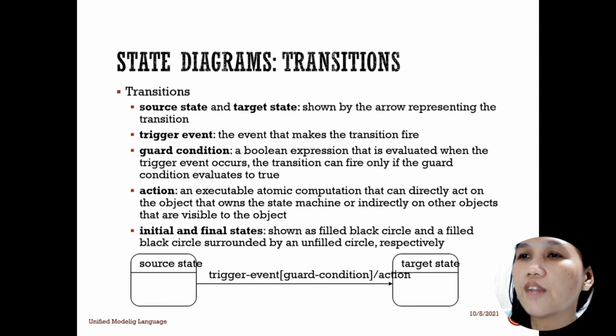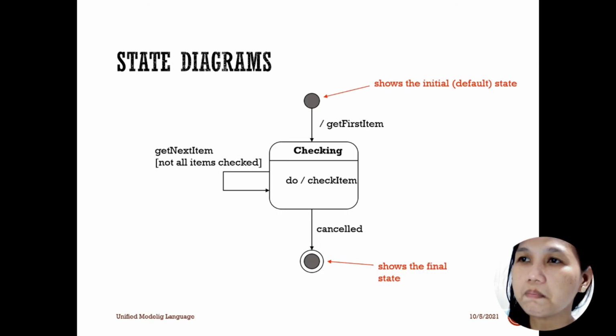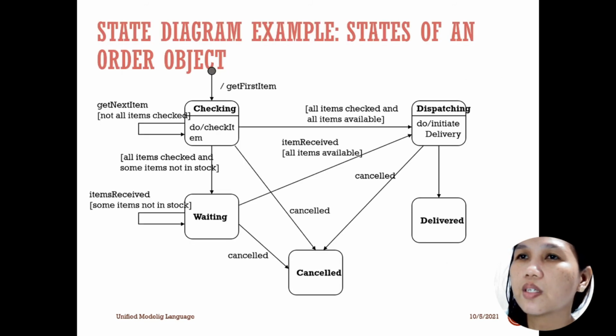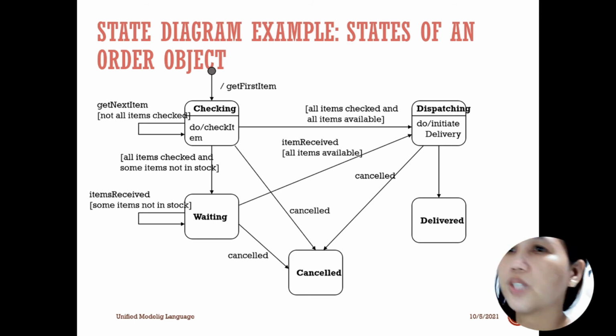The initial and final states are shown as a filled black circle and a filled black circle surrounded by an unfilled circle, respectively. So here is an example of a state diagram. On the top it shows the initial or default state. It will enter into checking, to check the item, and if it's cancelled, definitely it shows the final state. This is a state diagram example on an order object.